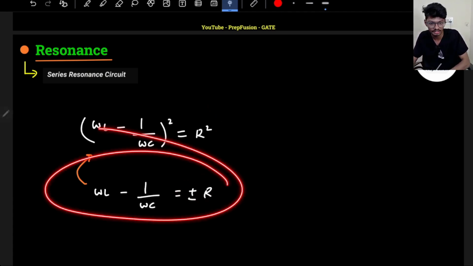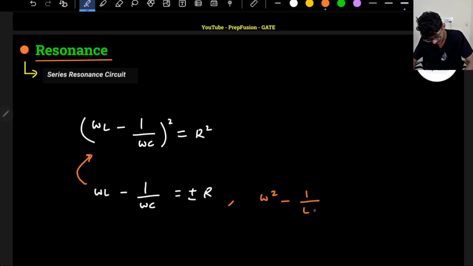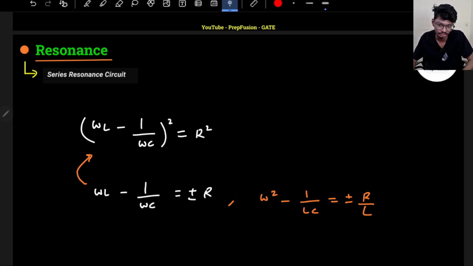So it is basically a quadratic equation. How is it a quadratic equation? Very simple, right? It is a quadratic equation in terms of omega: omega square minus 1 by LC equals plus minus R by L. Okay, if you solve this quadratic equation, you will find the value of omega. Of course, I will derive that one.